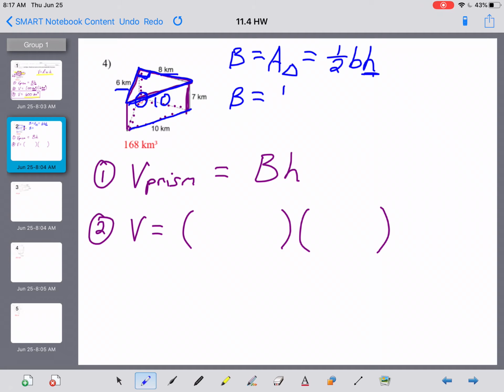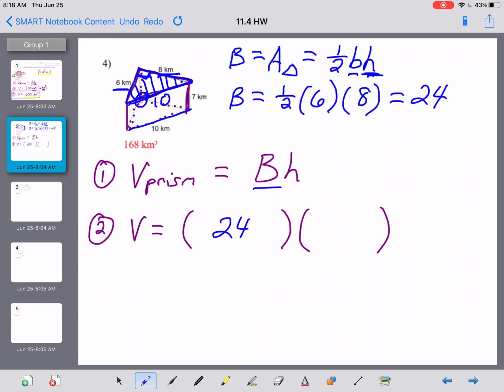Capital B then is equal to 1/2. And here's something worth remembering. That blue triangle up on the top of this figure is a right triangle. And in a right triangle, the two legs are always perpendicular to each other, the 6 here and the 8 here. So those are the two sides that we can use for base and for height because they're perpendicular to each other. They make a right angle. So the 1/2 times the 6 times the 8, 6 times 8 is 48, half of that is 24. So the area of that blue triangle on either the top or the bottom of this figure is 24 square kilometers. So I'm going to put a 24 right there for the area of the base.